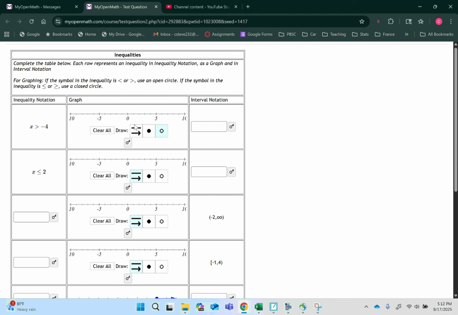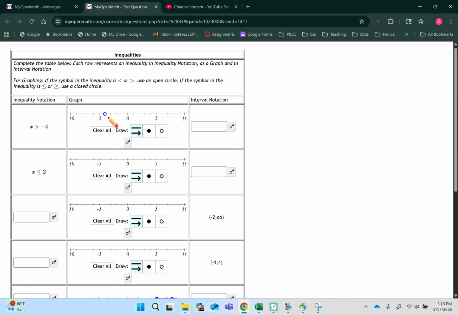So x is greater than -4. Let's first look at how to graph it. We're going to notice that the inequality symbol does not have the condition of equality. The condition of equality would be the little line underneath, like in the second example there. And so whenever you do not see equality represented, you will use the open circle. So I'm going to put that right there at -4.